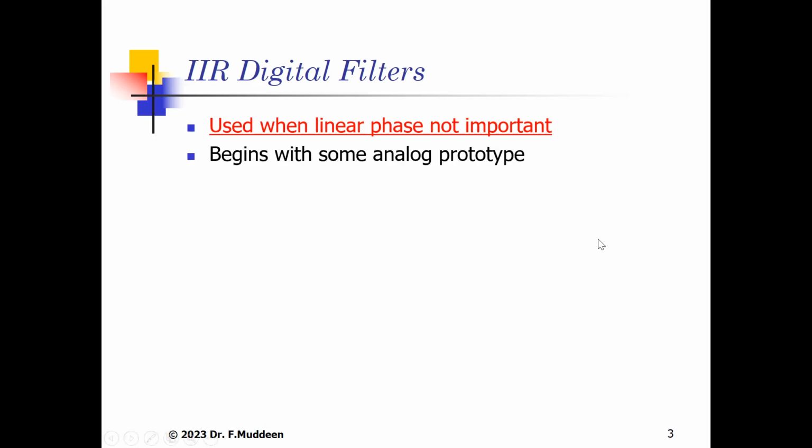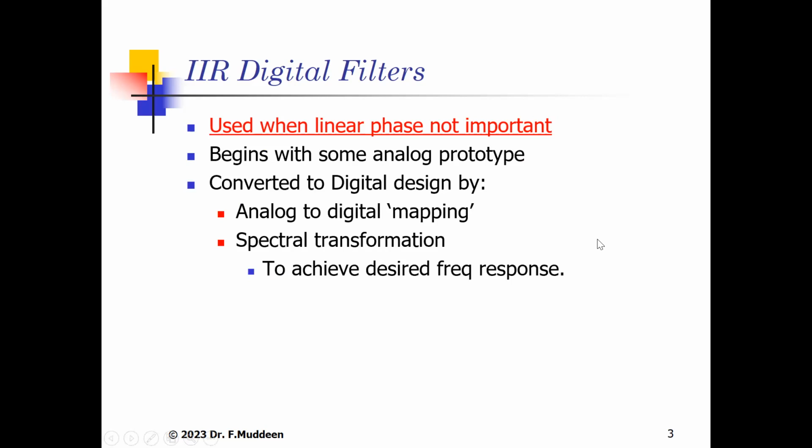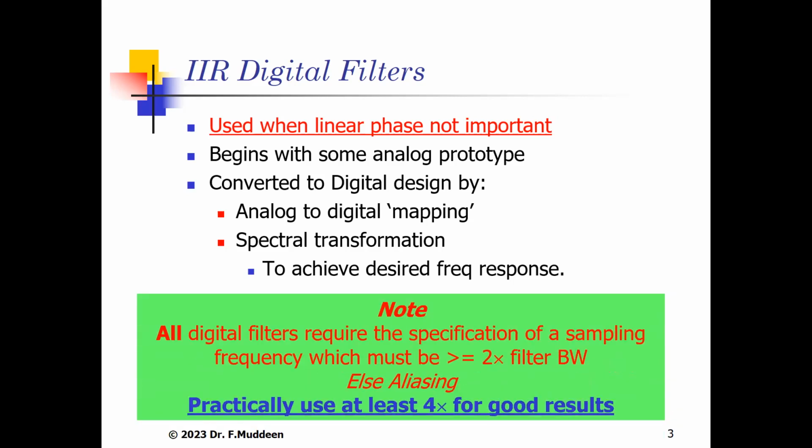They tend to give you a sharper cutoff, but at the expense of this phase behavior that we were talking about before. So you start with some analog prototype. Why? Because as I said before, it's well known, it's well documented, so you don't have to go and reinvent the wheel. And then we convert to our digital design by doing some sort of analog to digital mapping. So we already saw that there's a relationship between the analog domain that we model in the S plane and the digital domain that we model in the Z plane. So if we can find a suitable mapping to connect one plane to the other, that should work. And then we do what we call a spectral transformation, which is to adjust it now to get the frequency response that we want.